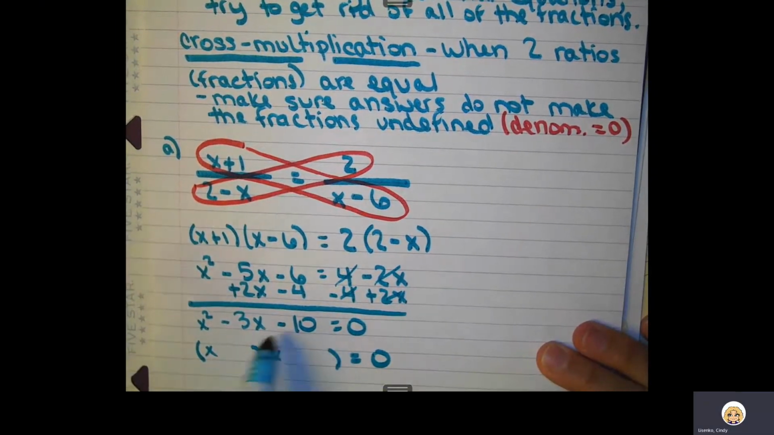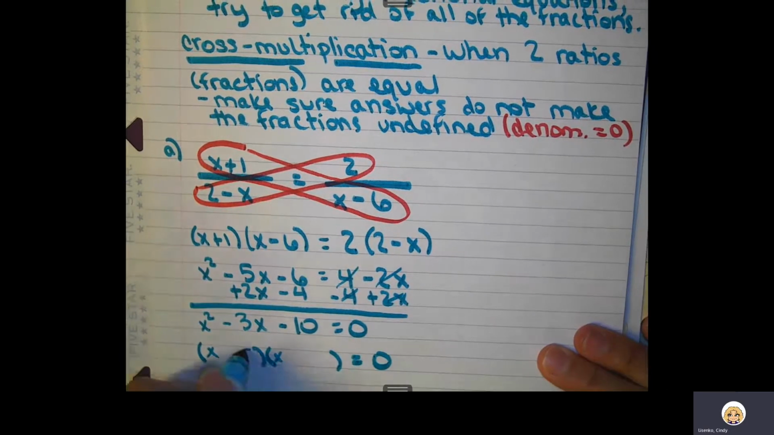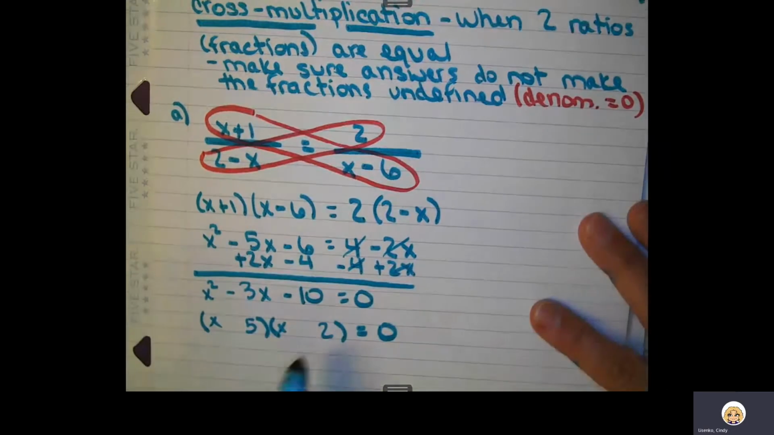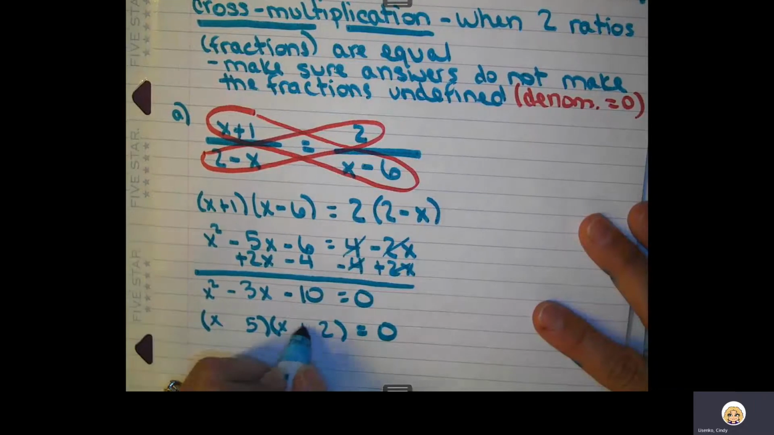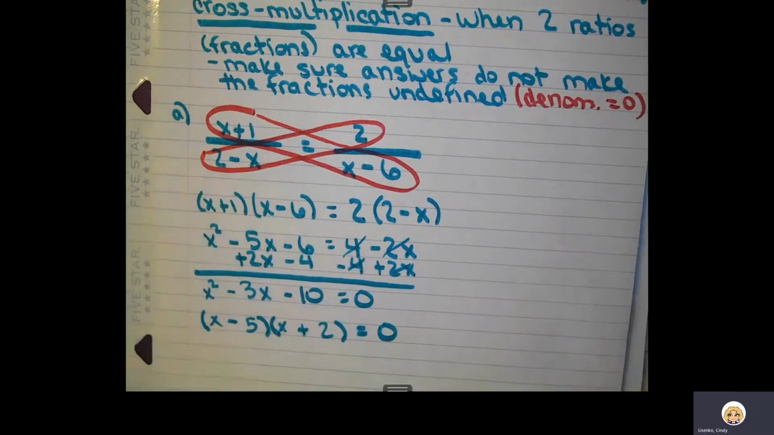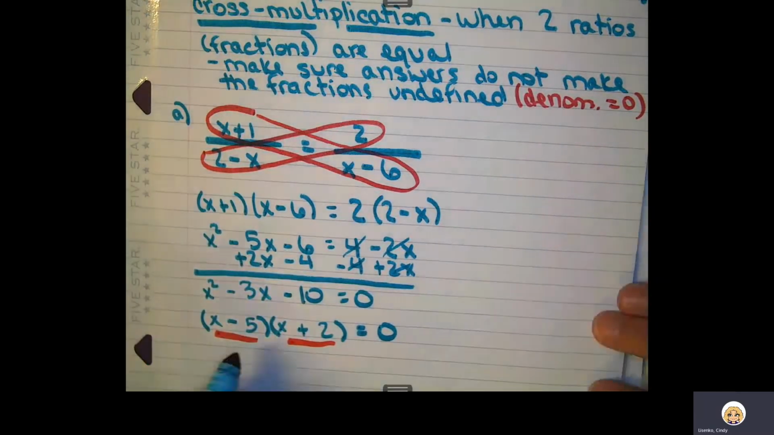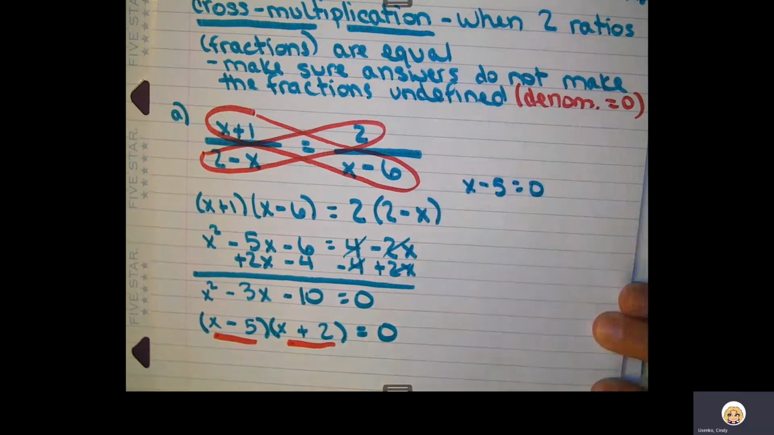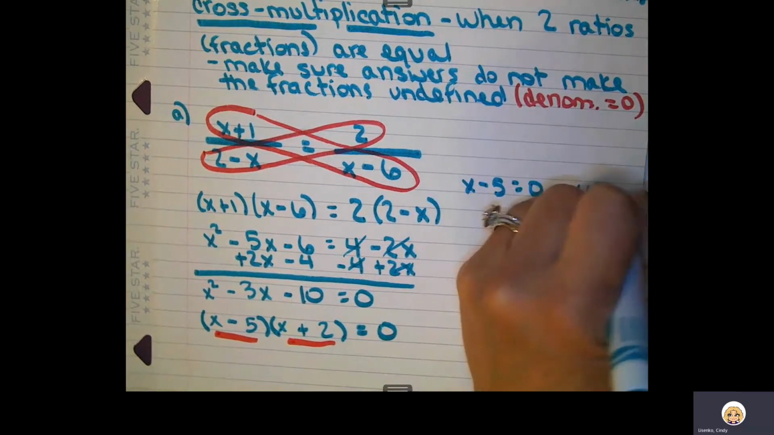Factors of 10 that subtract to give me 3 would be 5 and 2. We want a negative 3, so that would be 2 minus 5. So the 2 is positive, minus 5 means the 5 is negative. Now, since we have two things being multiplied equal to 0, we're going to set them both equal to 0. So I'm going to give them both two equations. We have x minus 5 equals 0, and we have x plus 2 equals 0.